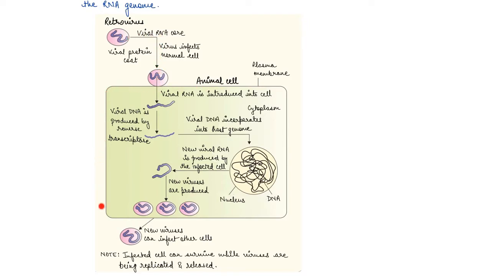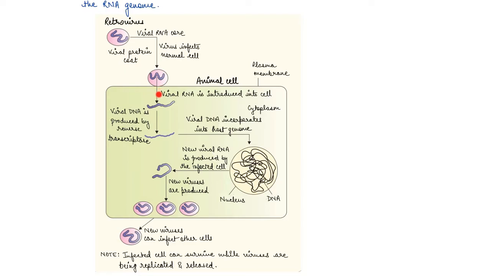So what you see here is a normal animal cell. The outside you have the plasma membrane, right? This retrovirus comes in contact with the animal cell and the viral RNA is introduced into the cell. The viral RNA comes out from the viral protein coat and enters into the animal cell, right?